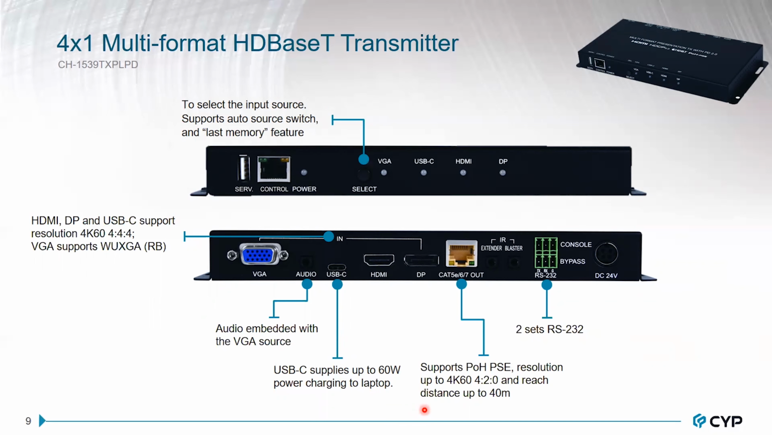The HDBaseT output can power the compatible HDBaseT receiver. It supports resolution up to 4K 60 4:2:0, and the maximum reach distance is 40 meters. There are 2 sets of RS-232, one for controlling the unit and the other one for remote control of the connected HDBaseT receiver.